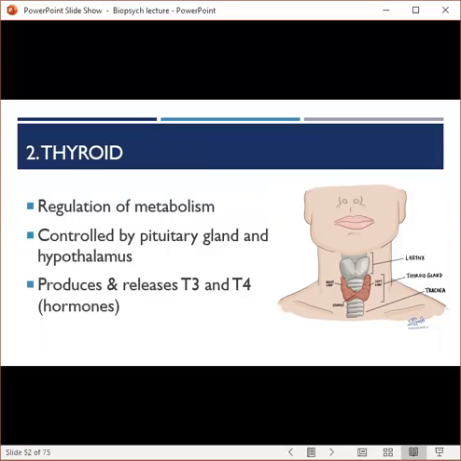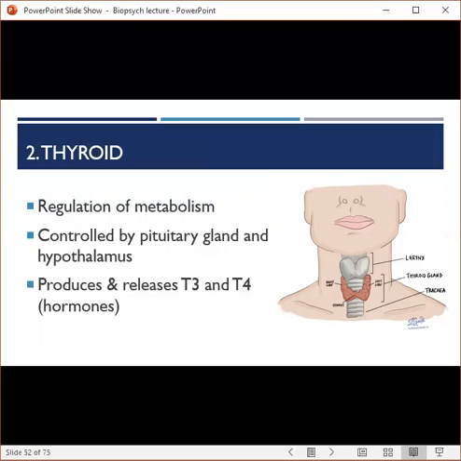Derived from the Greek word meaning shield, the thyroid is a butterfly-shaped gland located in front of the windpipe and just below the larynx, or the Adam's apple, in the neck. It's comprised of two halves, known as lobes, which are attached by a band of thyroid tissue. The thyroid is super small. It normally weighs less than 1 ounce.